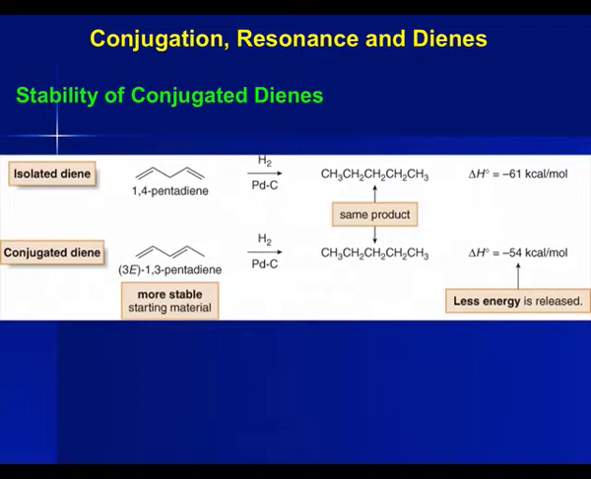Okay? Why is that? It's because the conjugated system is lower in energy to start with. And so when the reaction occurs, you get less heat. Okay? That's proof that these conjugated systems are, in fact, more stable. Okay? Can you tell me why these reactions are exothermic? Why is it that we get heat released in this particular reaction?